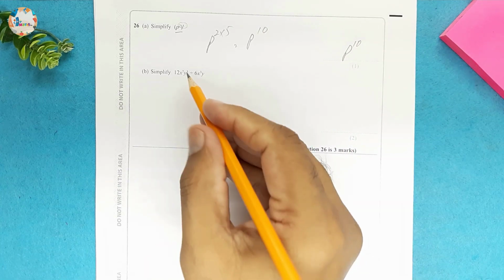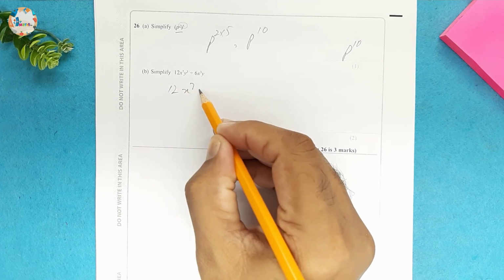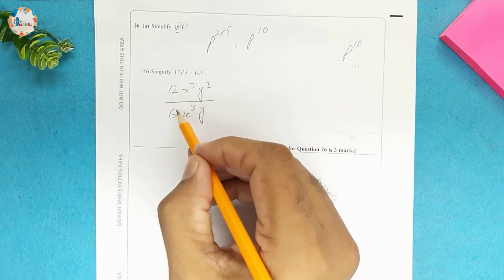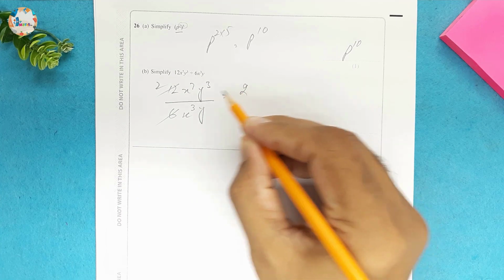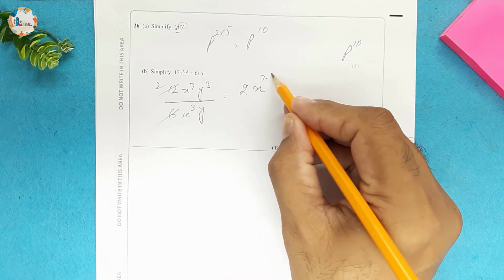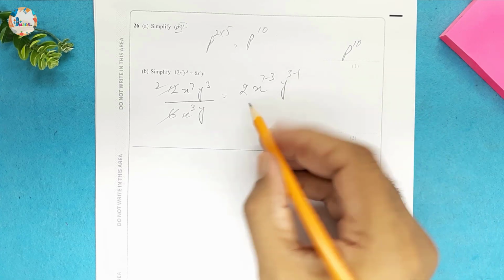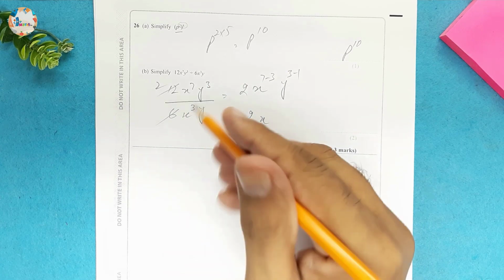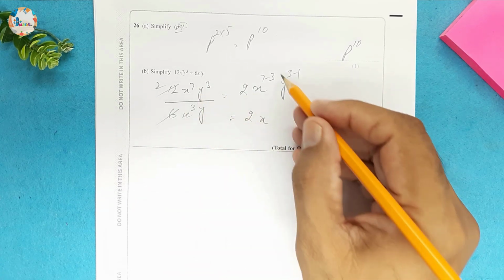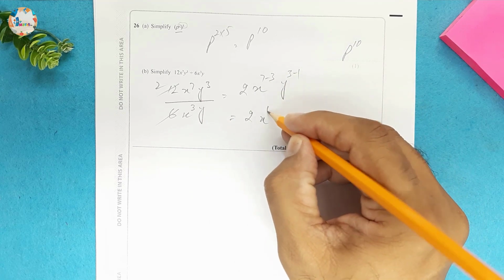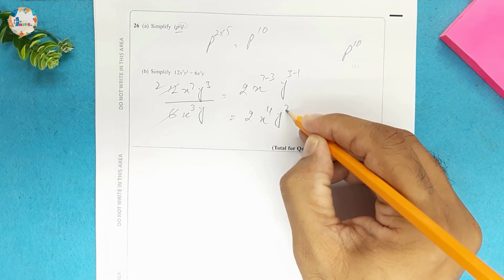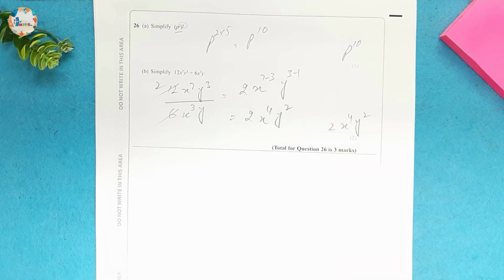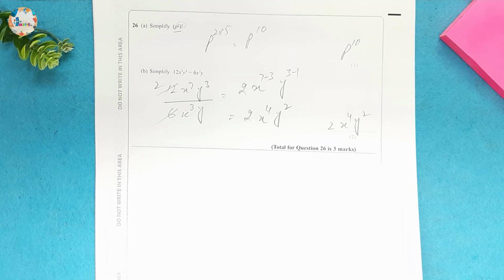In part B, we have to simplify. So 12 x raised to 7, y raised to 3, divided by 6 x raised to 3, y. 6 twos are 12, so this will be 2, x raised to 7 minus 3, and y raised to 3 minus 1. When we are moving a variable from denominator to numerator or numerator to denominator, its power will be subtracting. So this will be x raised to 4 and y raised to the power 2. So our final answer will be 2x raised to 4 y squared.